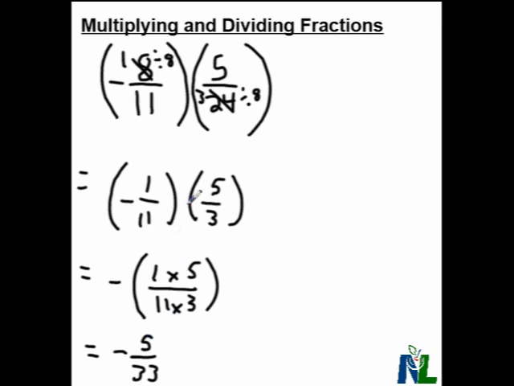Had you multiplied these numbers together without simplifying, you would have ended up with 40 over 264, which you could then simplify and end up with 5 over 33, but it would probably take a few steps, and it takes a little bit longer to do that. So I would recommend simplifying before multiplying.